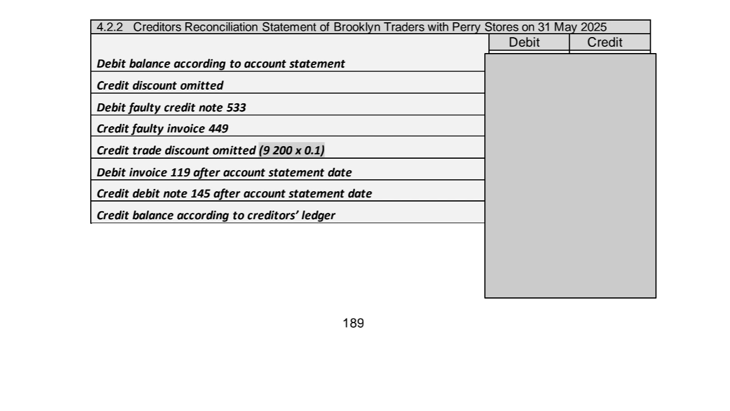The balance according to the account statement, if we go back to information 1, is 45,000 Rand. So we'll enter that. So it's a debit balance, 45,000. Then if you compare the statement to the ledger, you'll see that the credit discount was omitted of 2,200 Rand. So we must put that back into our statement. So in the credit column, we will have credit discount omitted, 2,200 Rand.